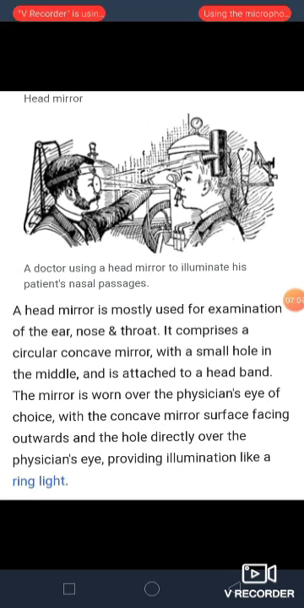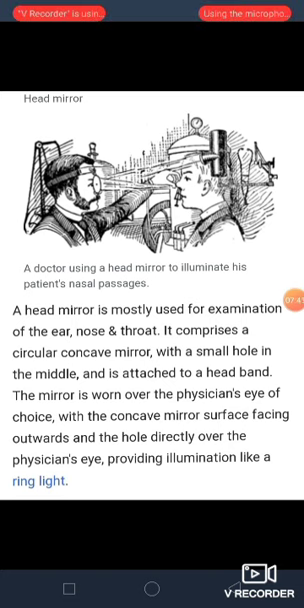Okay, so normally it is worn over the left eye, but it is always a choice of the examiner on which eye he wants to place the mirror. And it is an important point to notice that the circular concave mirror, the mirror side, should always be facing outwards so that it can reflect the light into the ear, nose, or throat. And the whole of the central aperture of the concave mirror should be directly over the physician's eye, so that it can provide a clear illumination like a ring light.